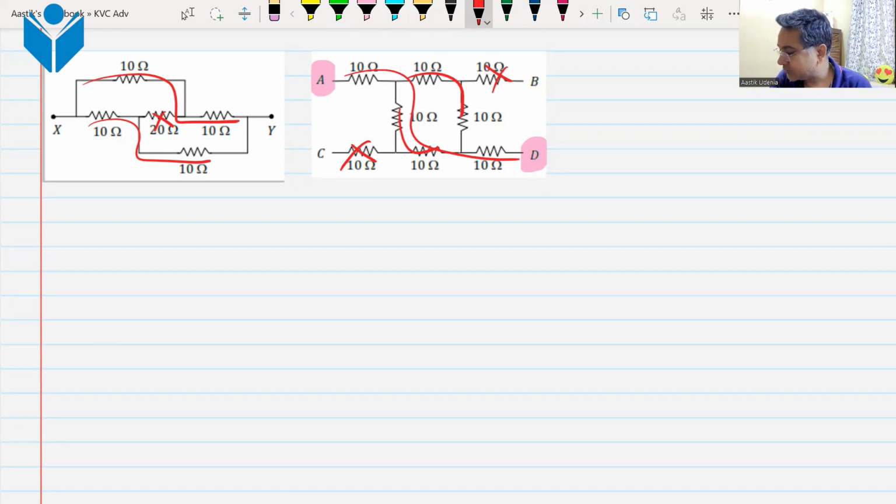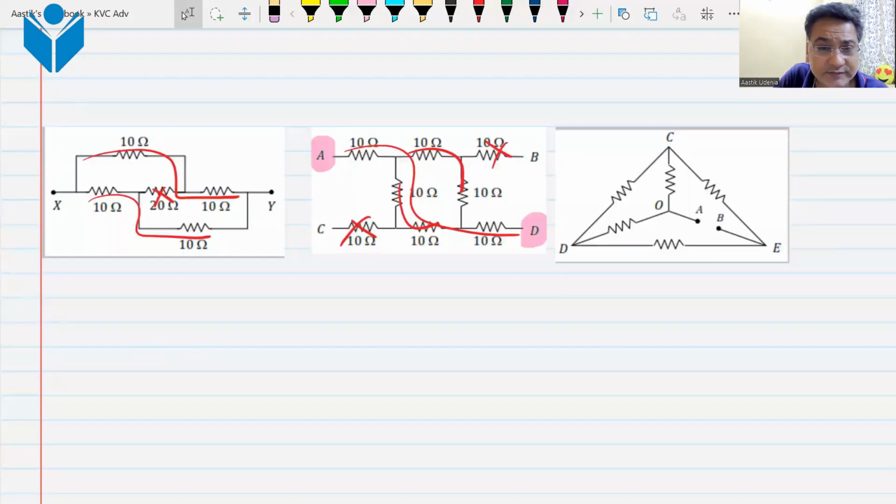The more the number of questions you do, the better you are going to be. This is the next one. What is the answer for this one? So as you can see, this will behave like a balanced Wheatstone bridge. Yes or no? Yes, sir. Then the answer will be the same as any one of the resistors, and the answer will be equal to 2 ohms. Do we understand this? Yes, sir.